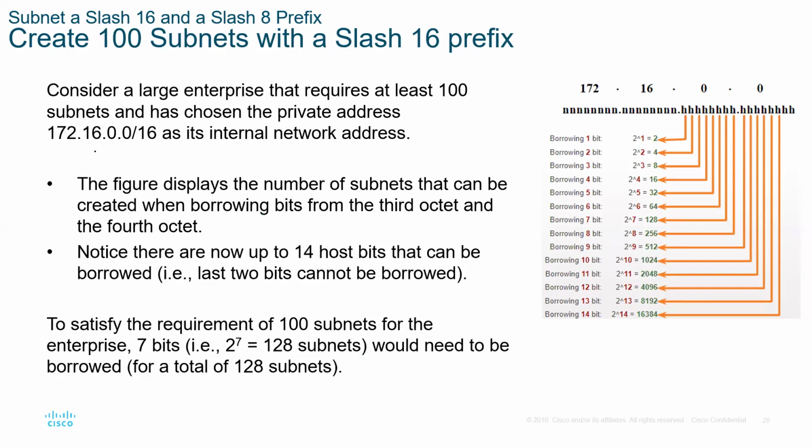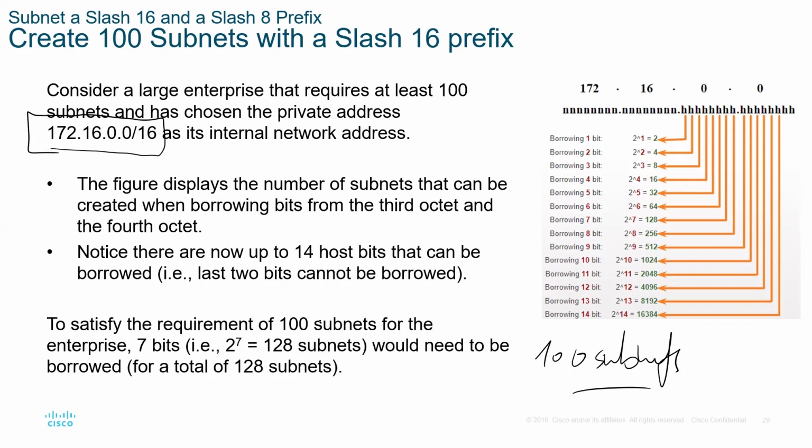Administrator, engineer, you are given this network address from the service provider: 172.16.0.0/16. And you are tasked to create 100 subnets. So your task is to create 100 networks. Subnets, networks, same thing. How many bits will I have to borrow so that I create 100 subnets?